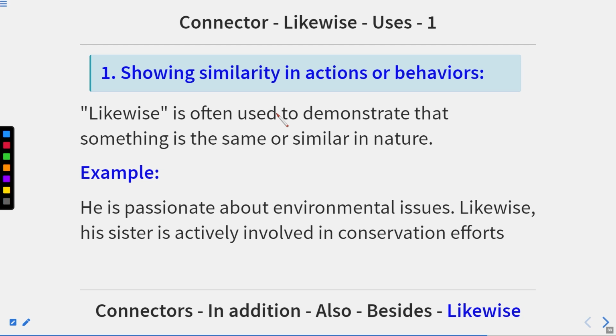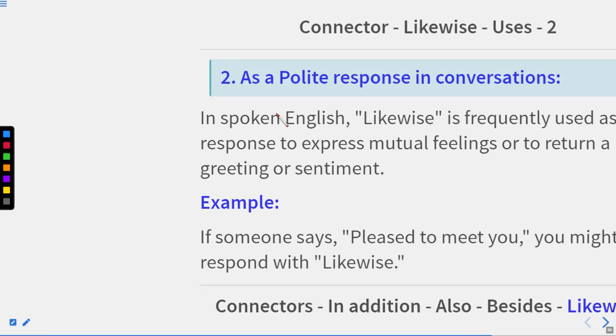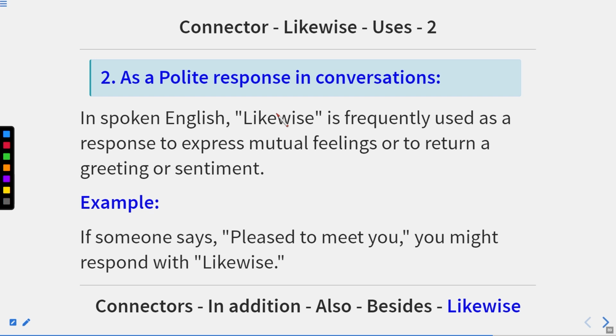He's passionate about environmental issues. Likewise, his sister is actively involved in conservation efforts. So, as we have seen, he is passionate about environmental issues, which is some information given about him, and his sister is also involved in these types of activities. So we can use likewise instead of using also or some other connector, because here we are showing two parts which are the same or similar.